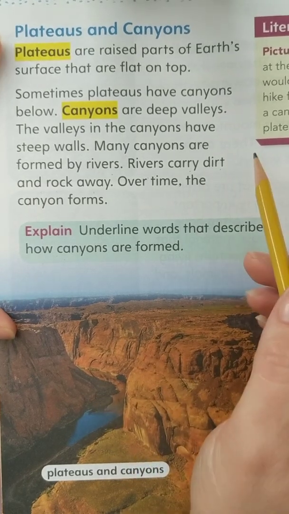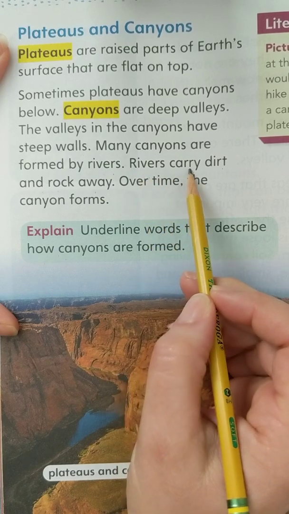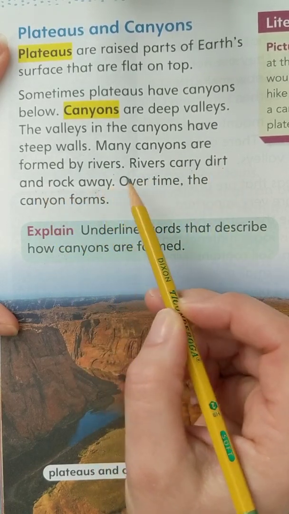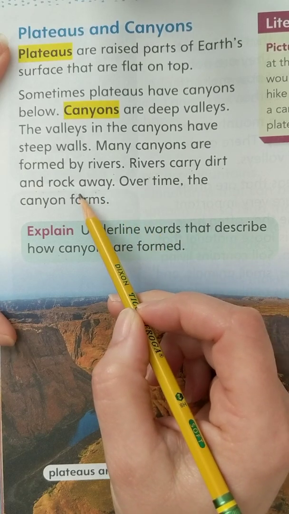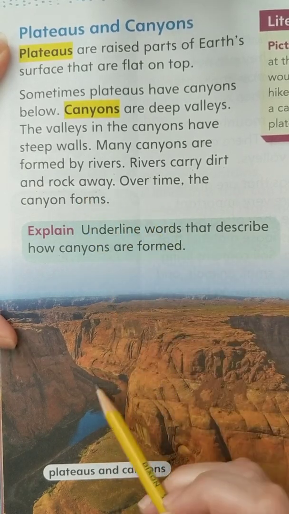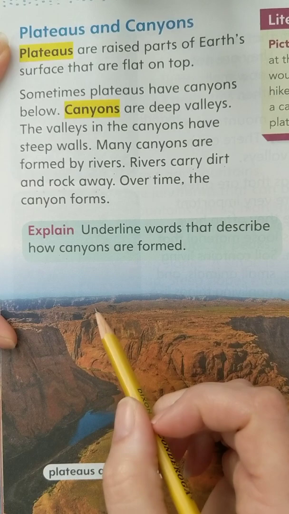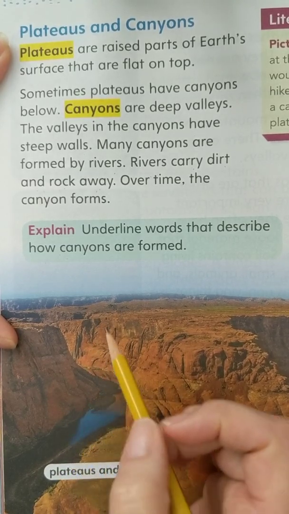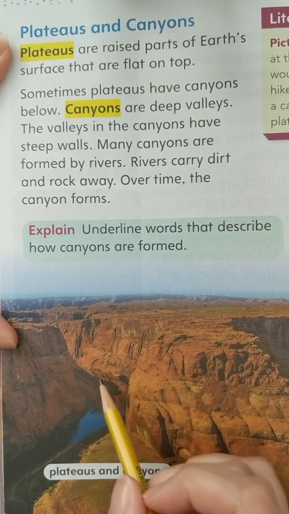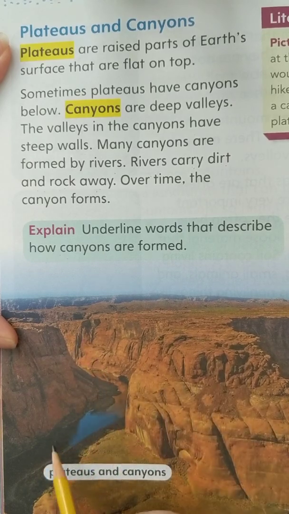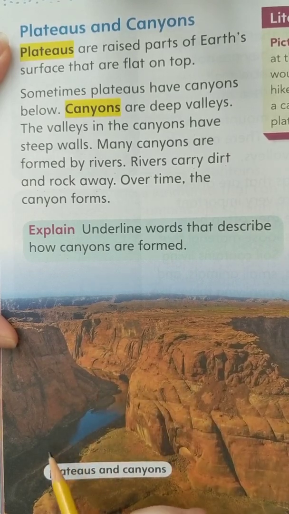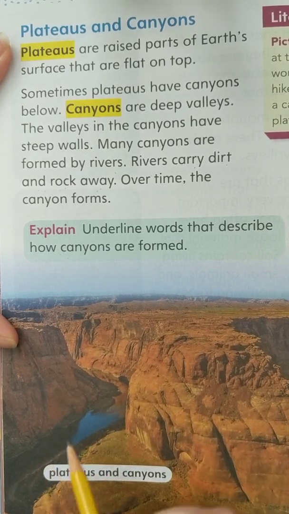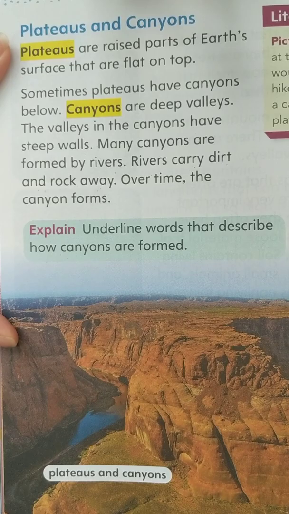All right, so you should have underlined rivers carry dirt and rock away. Okay, that's how the rivers are forming them. As the river flows through the land, we learn that rivers are flowing. They move. They don't sit still. So as they're flowing, they're carrying that dirt and that rock with them. As water is flowing, it moves some of that dirt and rock, and so that's how it starts to carve this canyon out.